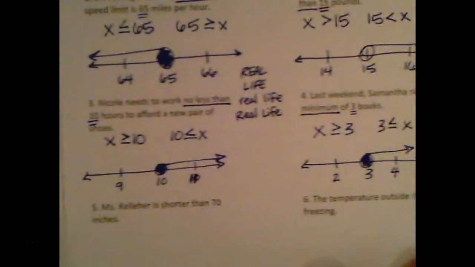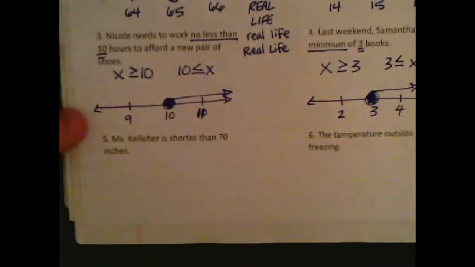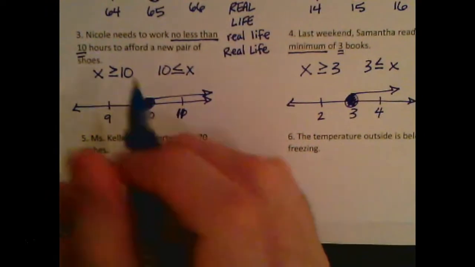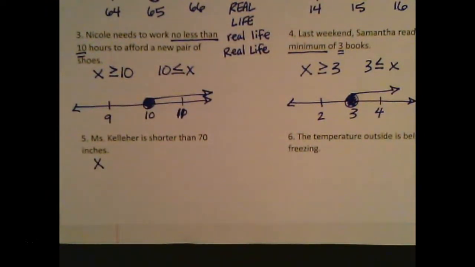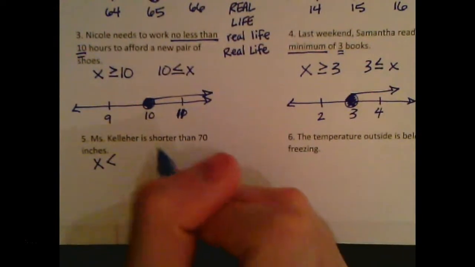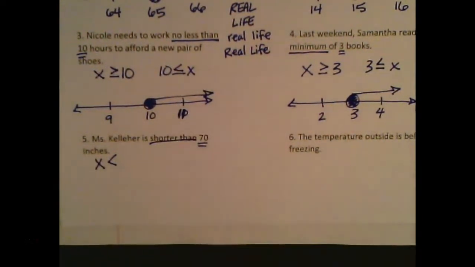Alright, take a look at number 5 with me. Adjust the camera real quick. Number 5, Miss Kelleher is shorter than 70 inches. So Miss Kelleher's height is the X, and if you take a look up top, shorter than is less than. Let me underline that so you see it. Shorter than 70 inches.